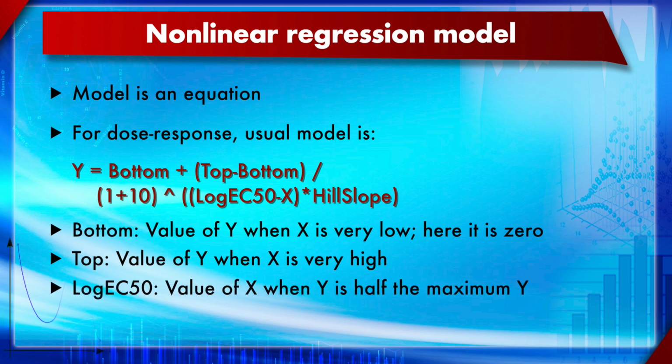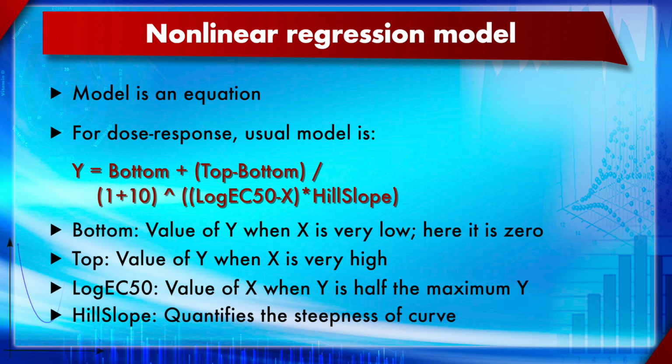Now log EC50 means the value of x when y is half of the maximum of y. So for the half maximum of y, the value of x at that time is called EC50. Hill slope quantifies the steepness of the curve. So Hill slope means how steep the curve is. All these are the parameters of this non-linear regression model.